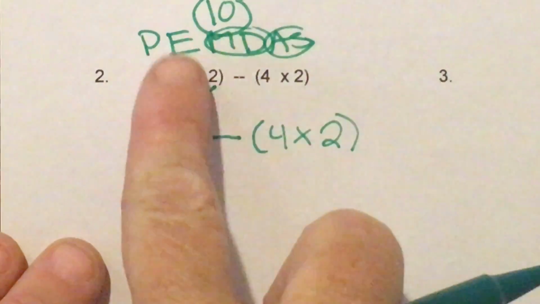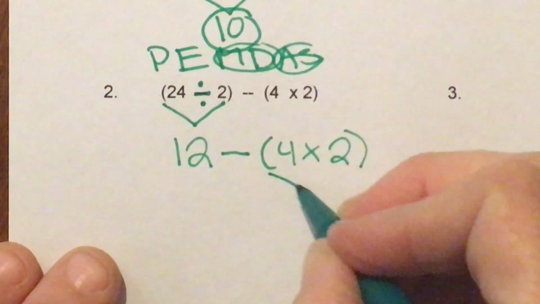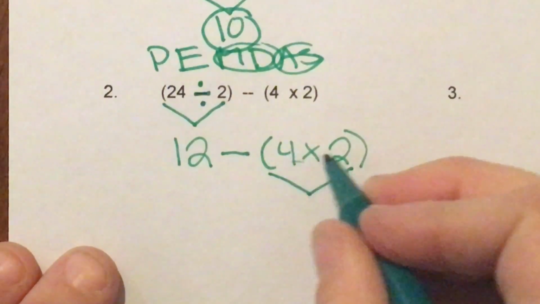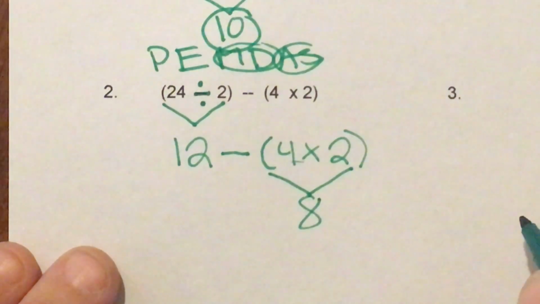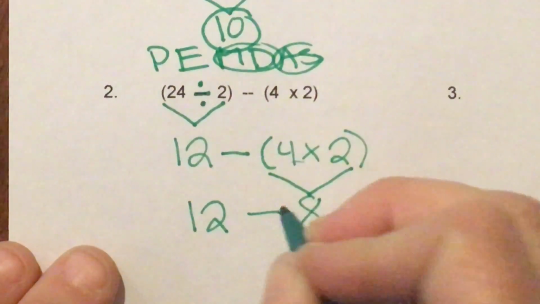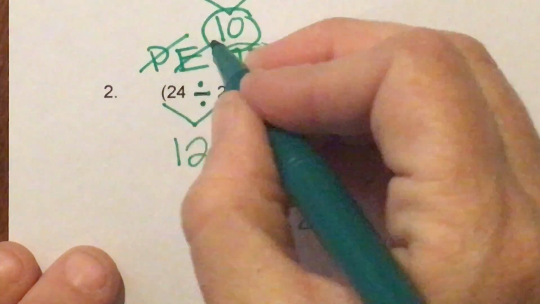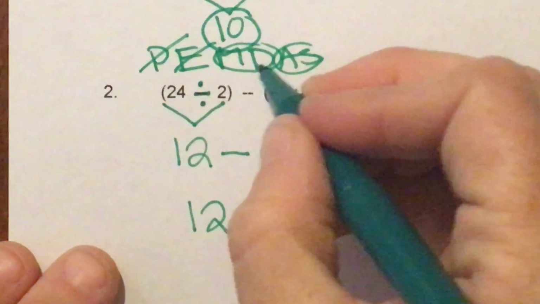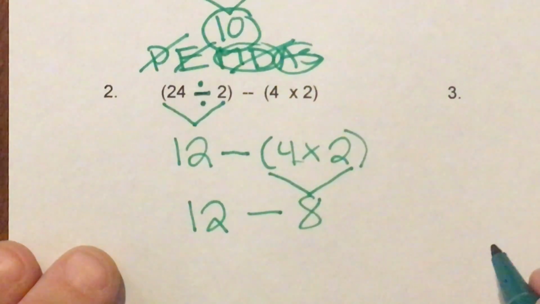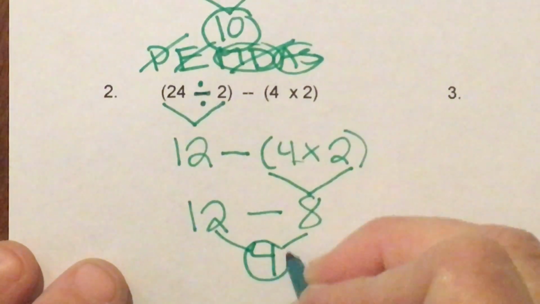Okay, I still have parentheses, so I'm not going to cross off my P yet. 4 times 2 is 8. And then I'm going to copy everything I didn't use. I didn't use the 12 or the minus. I have no more parentheses. I have no exponents. I have no multiplication or division, but I do have addition or subtraction. And I'm getting an answer of 4.